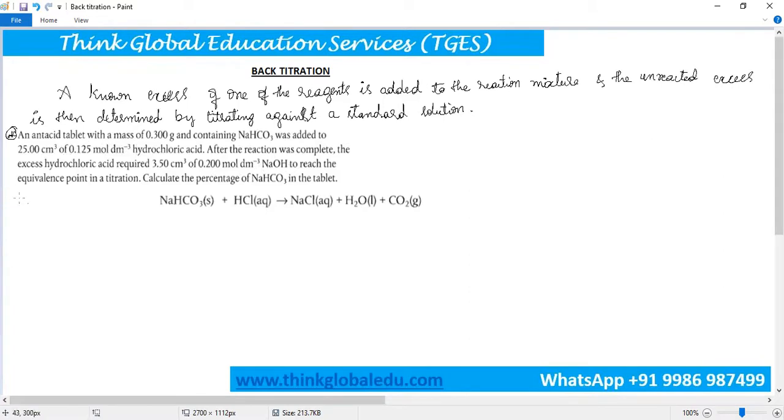So we have to first consider the original reaction, which is between the sodium bicarbonate and the HCl, in which the solid sodium bicarbonate reacts with aqueous HCl to produce aqueous sodium chloride with the liberation of carbon dioxide gas. So the mole ratio in this reaction will be 1:1.